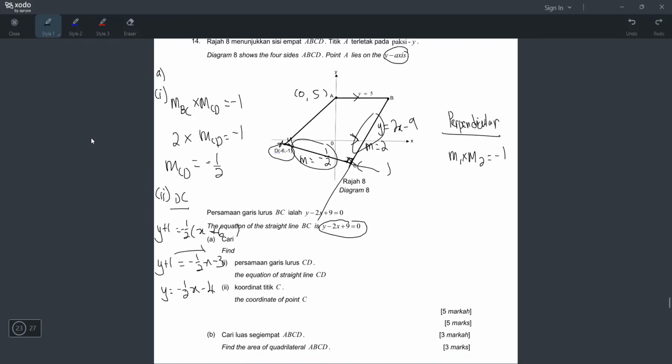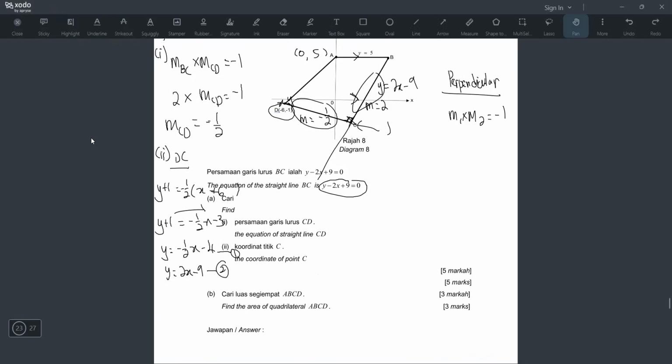And now I will take this equation, call this equation 1, and the other equation, y equals 2x minus 9, call this equation 2, and do simultaneous. Why do I do simultaneous?